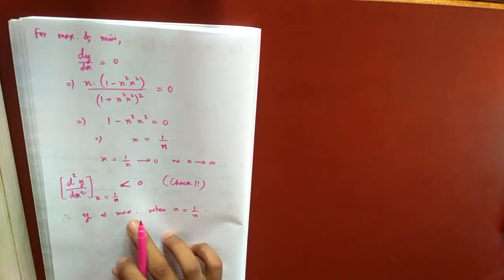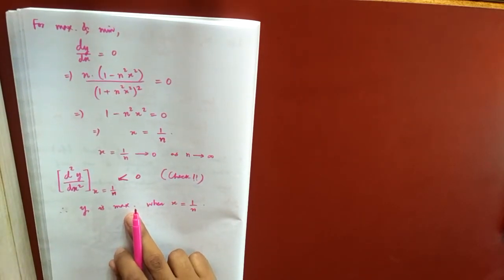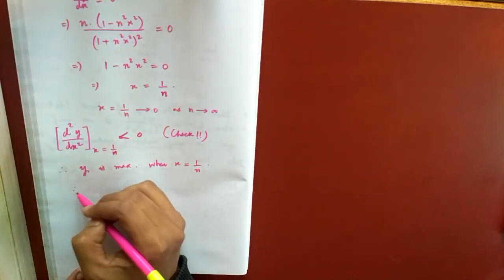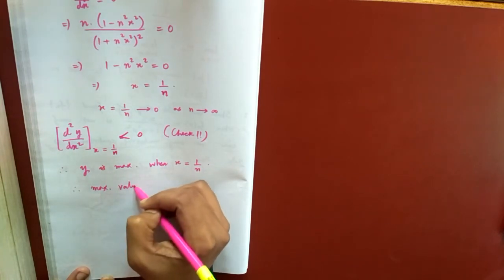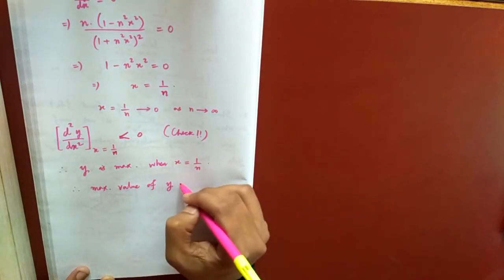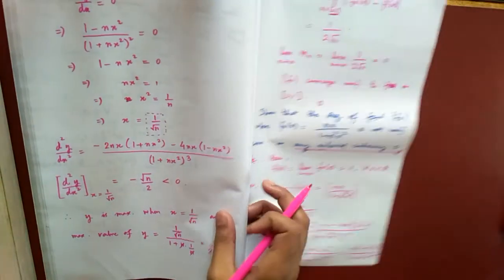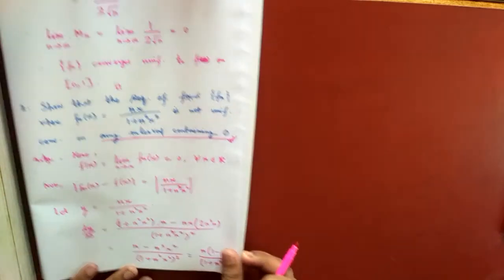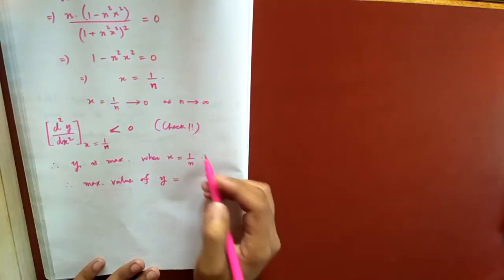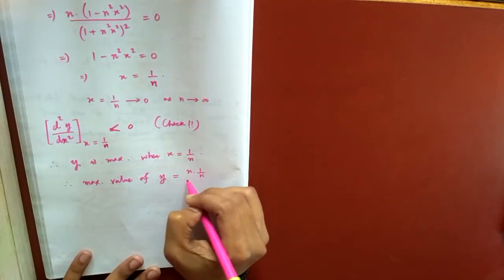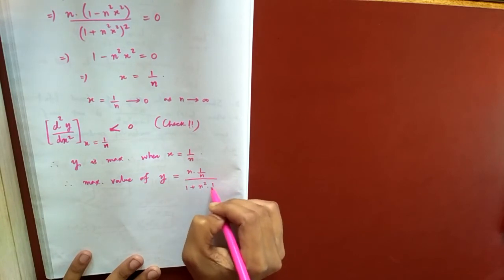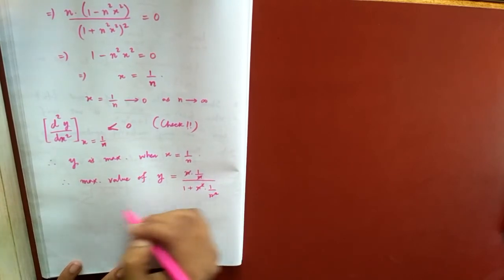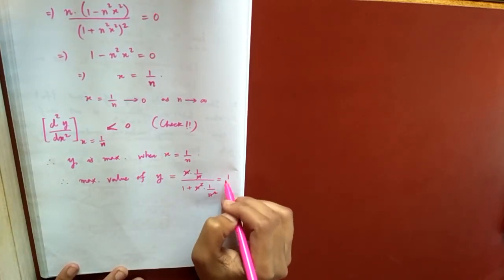Very good. So let's find the maximum value of y. I know y is maximum when x equals 1 by n. So therefore, the maximum value of y is what? You see, y is nx by 1 plus n square x square. What I am getting, this is getting cancelled, this is getting cancelled. I am getting the maximum value of y as half, independent of n.